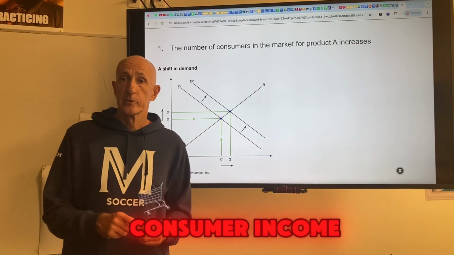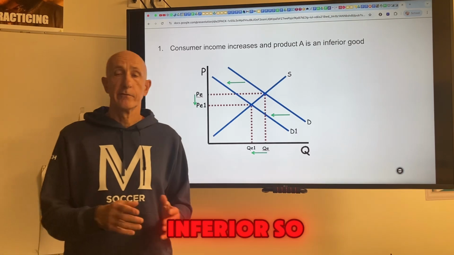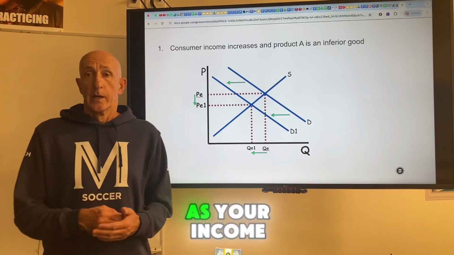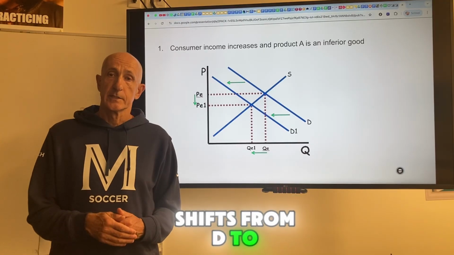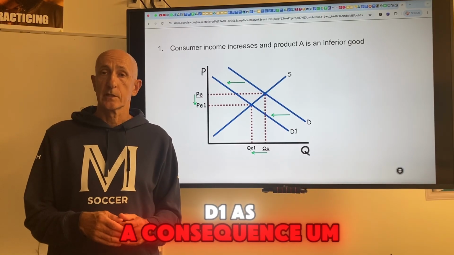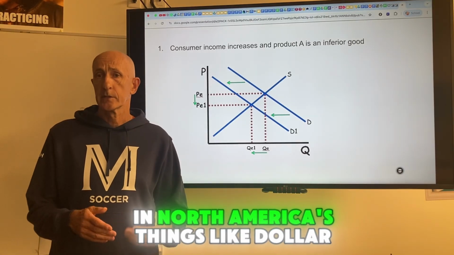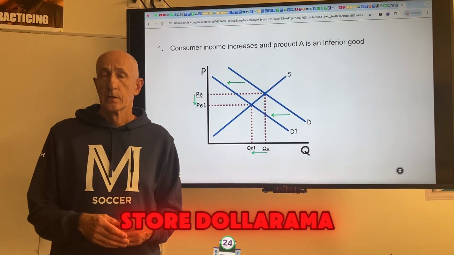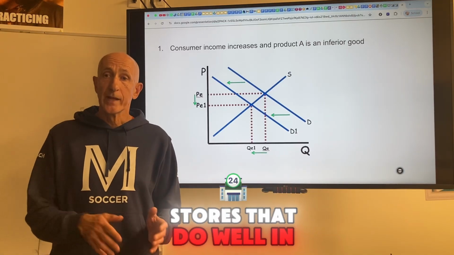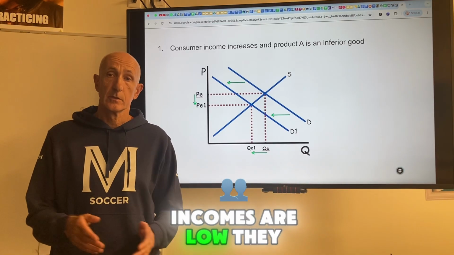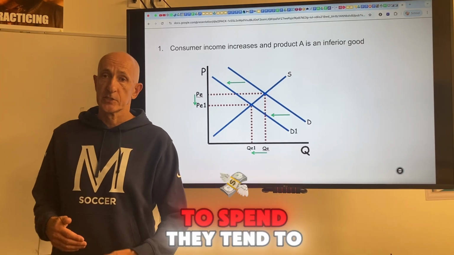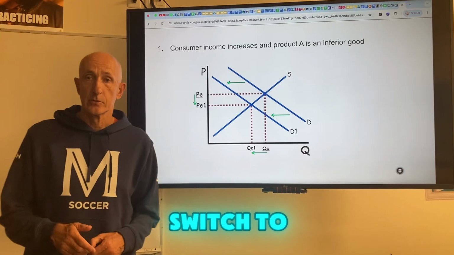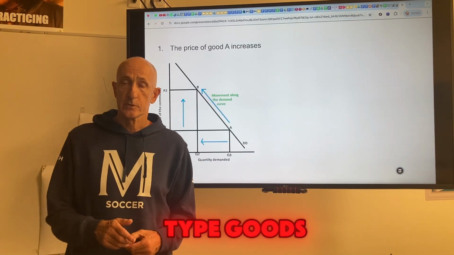Here's one where the consumer income increases, product A is inferior. So as your income goes up, you'll buy less of this product and the demand shifts from D to D1 as a consequence. Those in North America, things like Dollar Store, Dollarama, those are the stores that do well in a recession, incomes are low. They don't do so well when the economy is booming. People have got more money to spend, they tend to switch to sort of more luxury type goods.